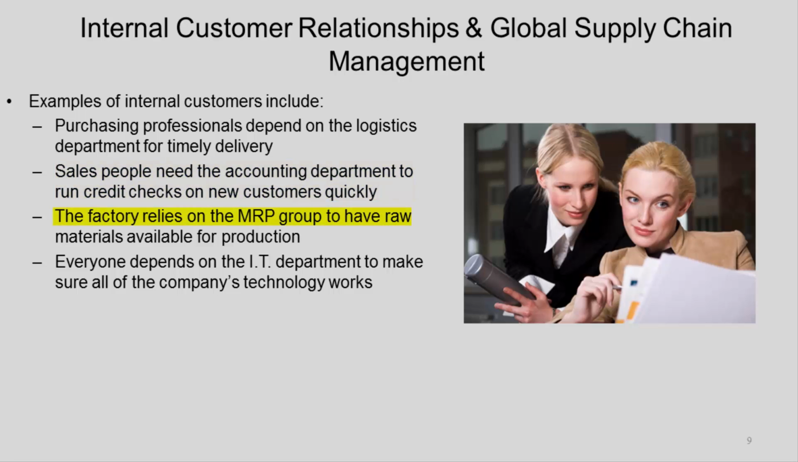The factory, some new ones here. The factory relies on the MRP group, Material Requirements Planning Group, to have raw materials available for production. Definitely internal colleague-client relationship. And then everybody, we all know this, depends on the IT department to make sure all of the company's technology works. So everybody is a client of the IT. Anyone whose email has gone down knows that.